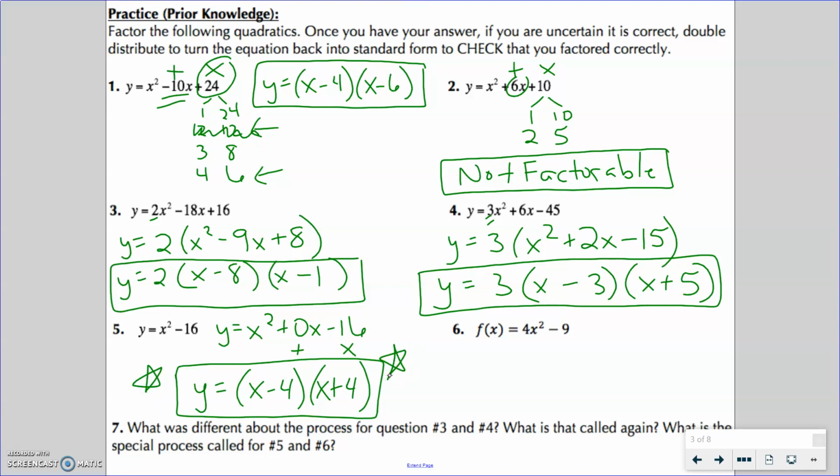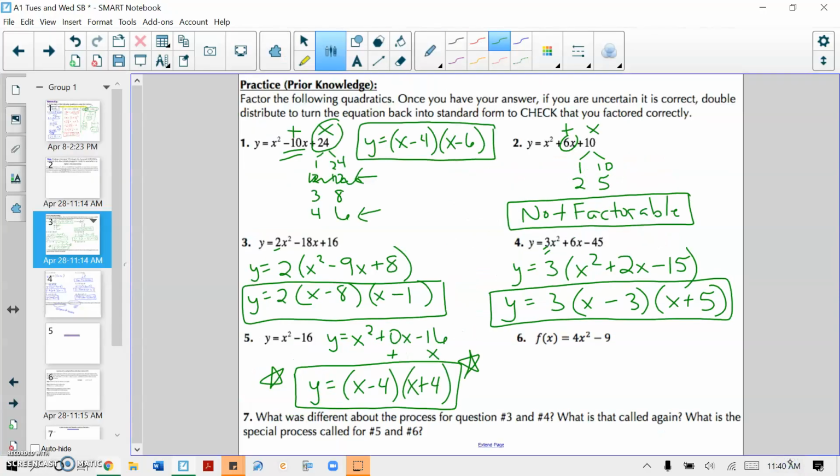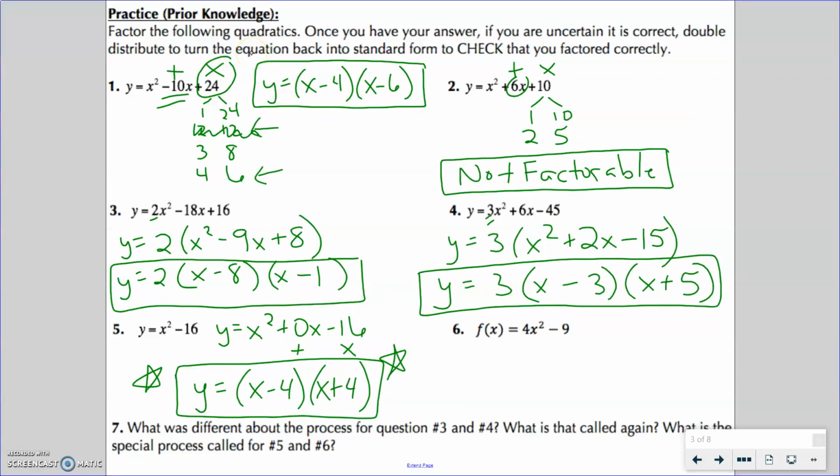We're going to talk about that here in just a second, because number 6, this is brand new, never seen one like this before. How am I supposed to do number 6? I can't divide everything by 4. That doesn't work. So it's like, well, how am I supposed to do that? This is also a special one, just like number 5 was.